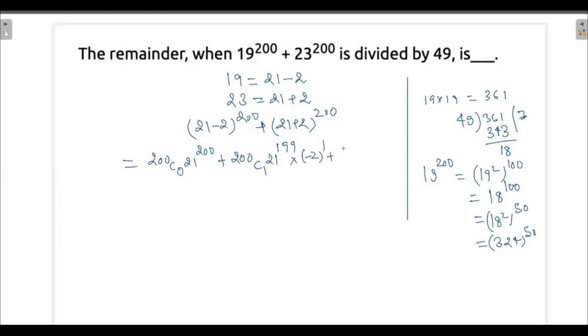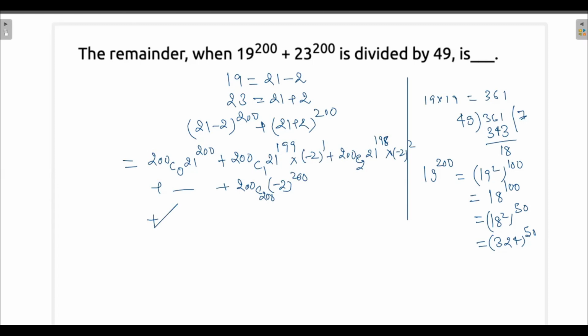And plus, let's write one more, 200C2, and this will be 21 raised to the power 198 into minus 2 raised to the power 2. And this keeps going until I reach the end, which is 200C200, and this will be minus 2 raised to the power 200. So this is the first part, and now let's look at the second part.